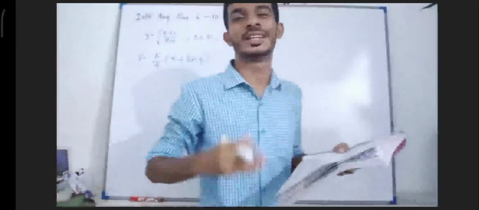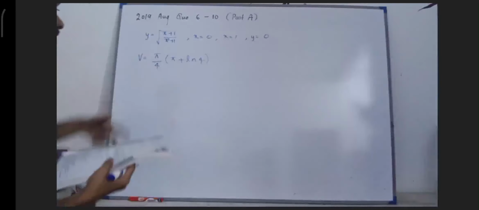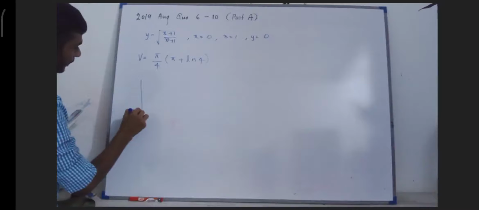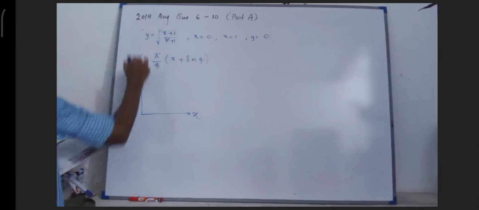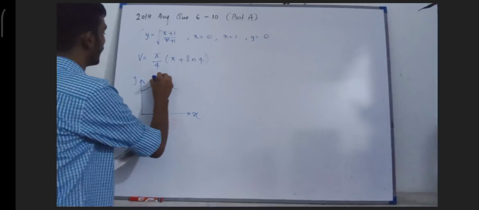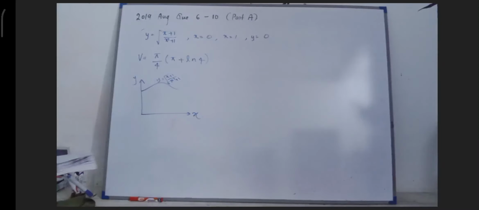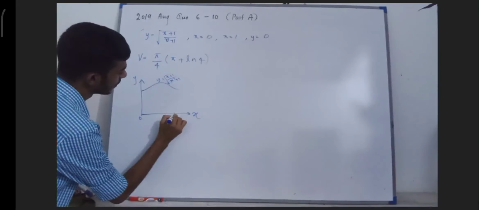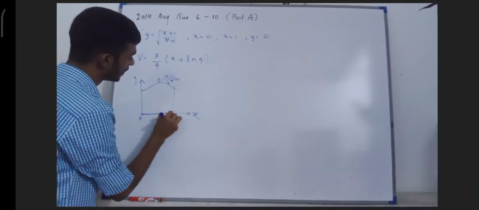So I have just denoted the data given in the question. If you read the question again, you will understand what you have to do. We have to find the region enclosed by these equations. If I take a coordinate system, this is the x-axis and this is the y-axis. There is a curve, y is equal to the square root of (x plus 1) over (x squared plus 1), and x is equal to naught is here and x is equal to 1 is here, and y is equal to naught. This is the region enclosed by these equations.